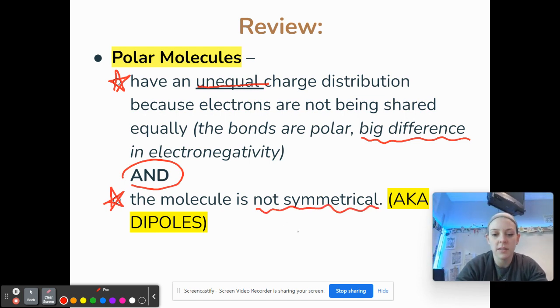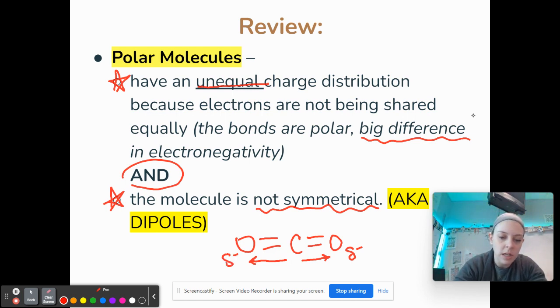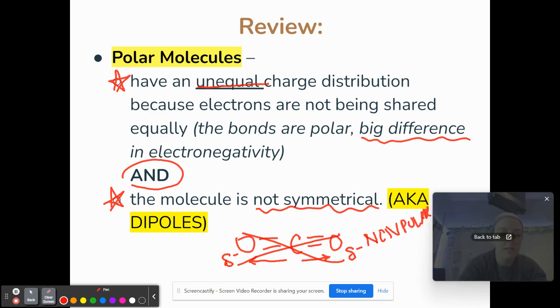So what does that mean? If I look at something like CO2, this is what the molecule looks like. And carbon and oxygen form a polar bond. So the electrons are moving towards the oxygen on both sides, meaning this side would be electronegative and this side would be electronegative. But if you look here, there's no area of the molecule where one side's positive and one side's negative. This is very symmetrical. So this cannot be polar. This is nonpolar. It's impossible for it to be polar because we have that symmetry.